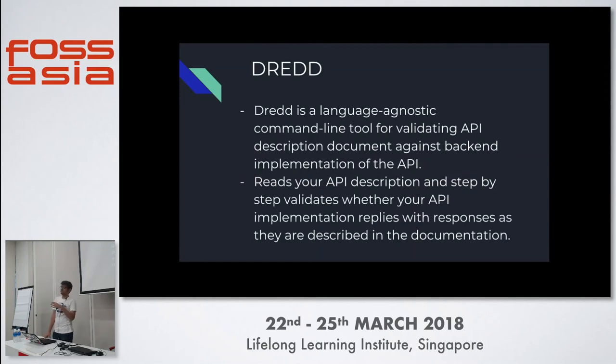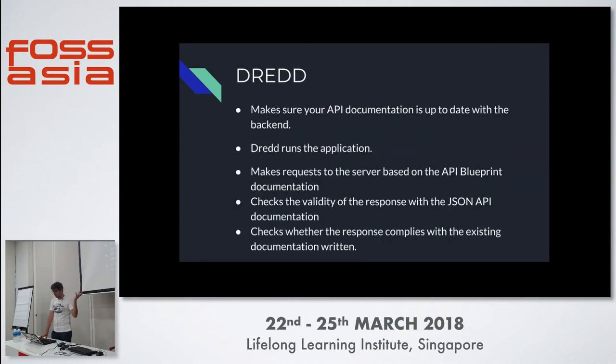So DRED is a command line tool for validating the API blueprint document against our backend implementation. So how does DRED work? DRED basically runs the application. Ours is a Flask application. It runs the application and starts making the requests mentioned in the API blueprint file one by one to the server. Whatever response it gets, it checks the validation, whether it's compliant to the JSON API specification or not.